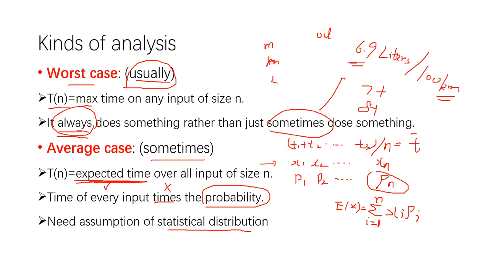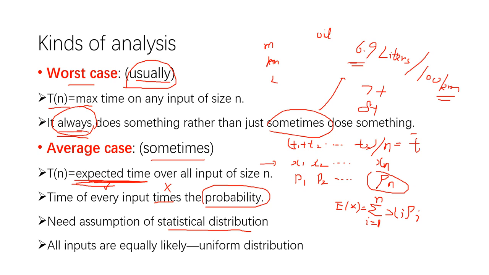If you have the statistical distribution, you know the probability, then you can calculate the expected value. And usually we will assume that all inputs are equally likely. That's why we call it uniform distribution. Or if you directly translate from the Chinese, it would be average distribution. That means the probability of every possible number showing up is equal, and the distribution would be like this.